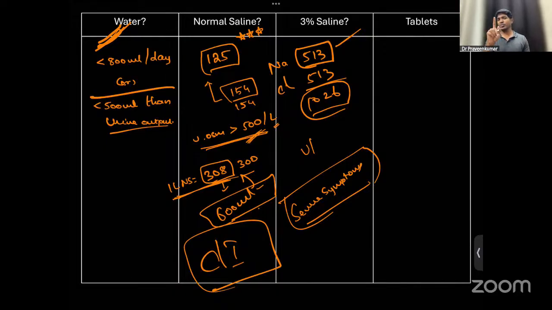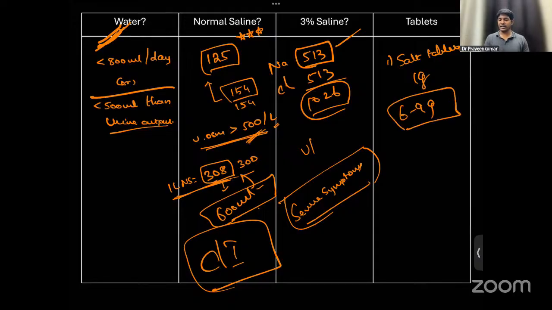In tablets, two kinds of tablets. You can give salt tablets. Usually 1 gram salt tablets are available. 6 to 9 grams of salt you can give as salt tablets. Because if you give more and more concentrated salt to this patient, these patients should eliminate these salts through urine. So they'll start producing a bit more urine and this water will be lost, so that your sodium level improves to normal.